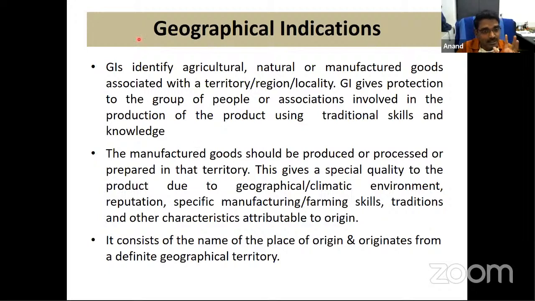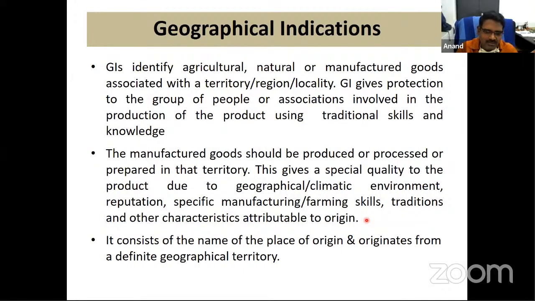So that is where the GI's rules come into the picture: you cannot make the same Odisha Rasagulla in Bengal following the recipe of the Odisha Rasagulla and claim it to be Odisha Rasagulla, or Bangla Rasagulla. So it has to be prepared within the territory. This gives a special quality to the product due to geographical, climatic environment, reputation, specific manufacturing or forming skills, traditions, and other characteristics attributable to origin.